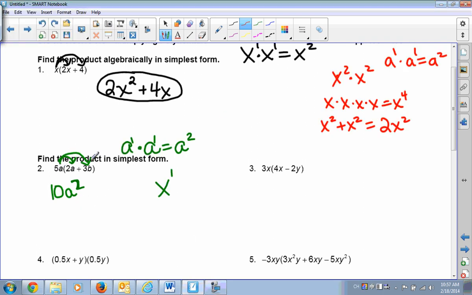So we got to finish this one. Remember, the big numbers, coefficients, 5, 2, and 3, you just multiply like normal numbers. So, 5 times 3 is 15, and a times b is just ab. And that's it.